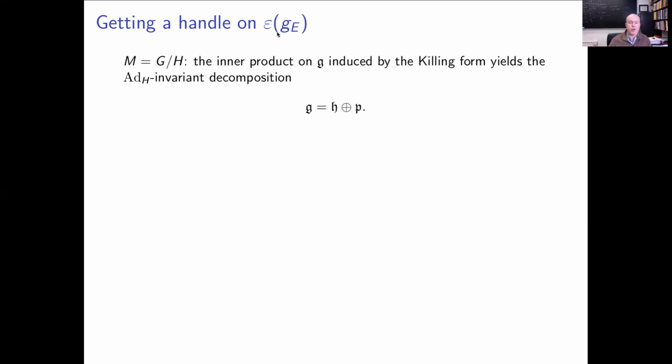Going back to the introduction talk, we will of course want to write our manifold as G mod H. So G is a connected component of the isometry group. It's semi-simple, and so you have this natural decomposition of its Lie algebra into its subalgebra h corresponding to the stabilizer and its complement.